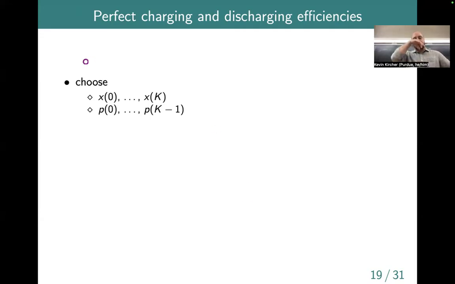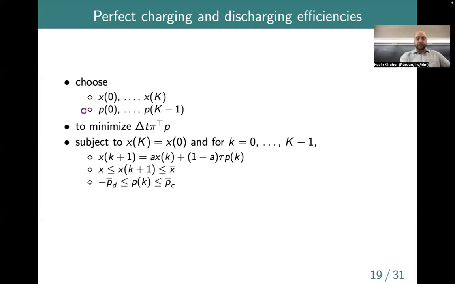So let's look at the formulation for the perfect charging and discharging. Our variables here would be the energy and the power trajectories. We just want to minimize the linear function, the total cost of energy here. And then we have our constraint on the initial and the final states requiring them to be equal. And then we have our dynamics, our energy, and our power constraints. And the input data are basically the same.